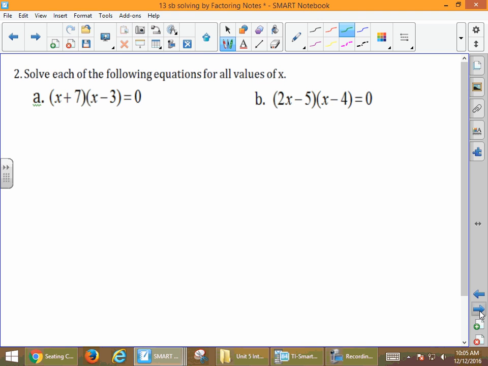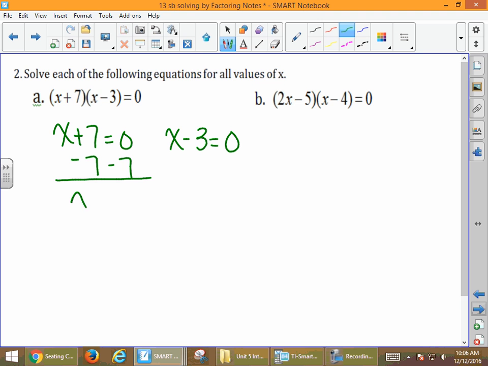What we have in problem 2 is it says solve each of the following equations for all values of x. Well, the nice part is that they're already factored. So what the zero product law says is that we can take each factor and we can set it equal to 0. So we're going to take x plus 7, set it equal to 0. We're going to take x minus 3 and set it equal to 0. And then we can subtract 7 from both sides, and we get x equals -7. We can add 3 to both sides, we get x equals 3.